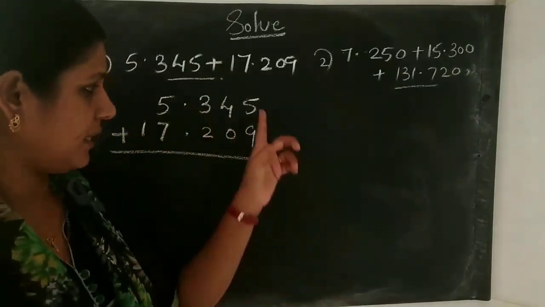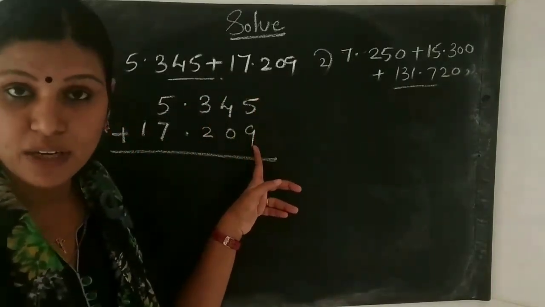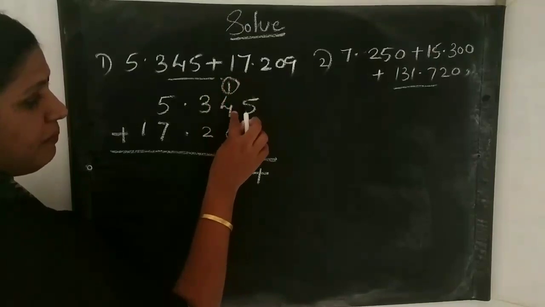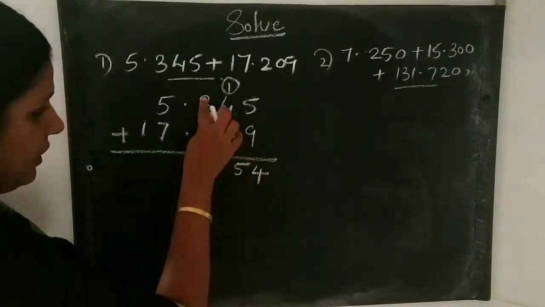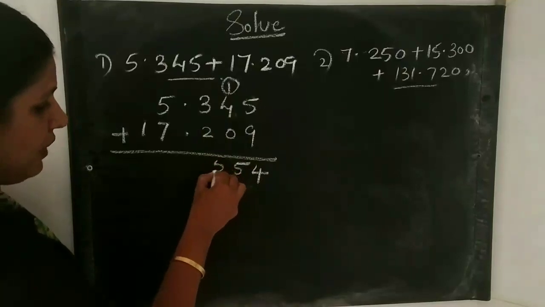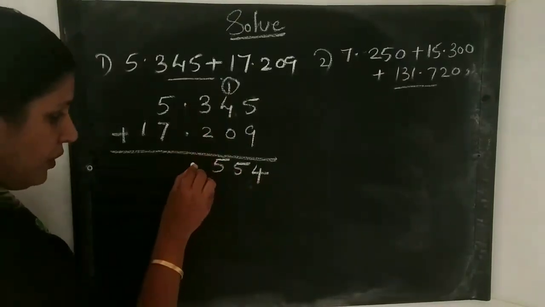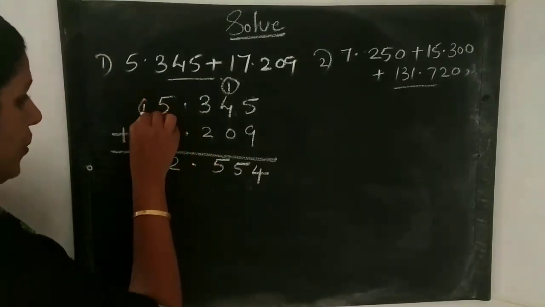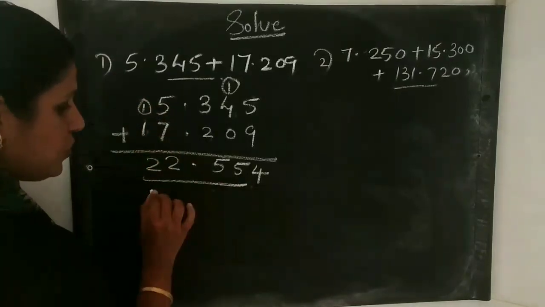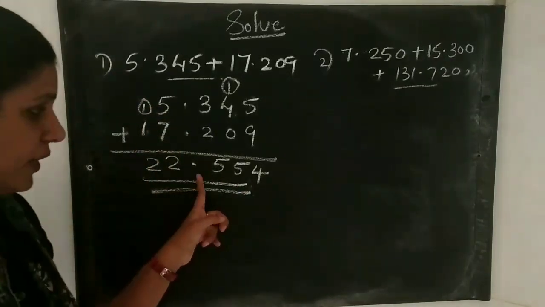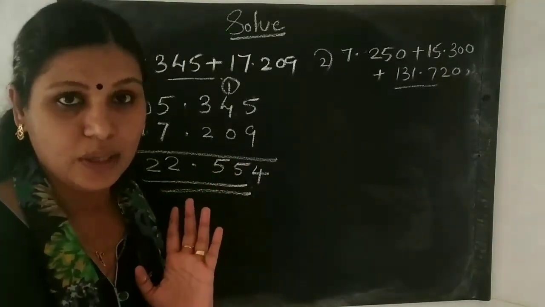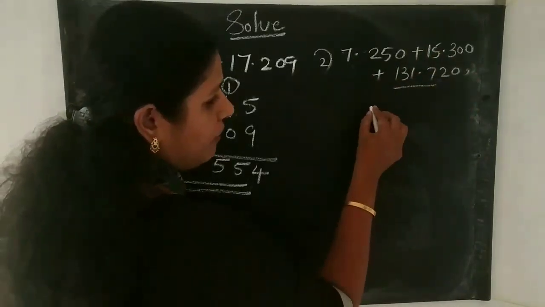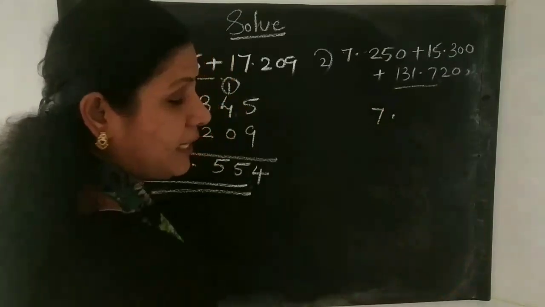Now we add this number, that is 9 plus 5. 9 plus 5 is what? 14. Here we write 4. Carry over 1. 1 plus 4, 5. Then 3 plus 2 is 5. So we write here as 5. Then put a point here. Then 5 plus 7 is 12. 12, we write 2 and carry over 1. 1 plus 1, 2. So we get the number as 22.554. Okay. Here there are 3 numbers. So we should write the numbers properly in their places.